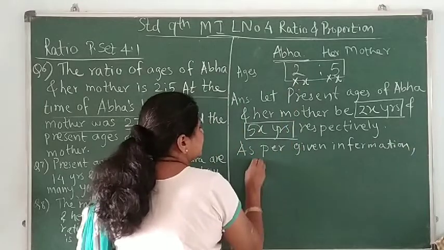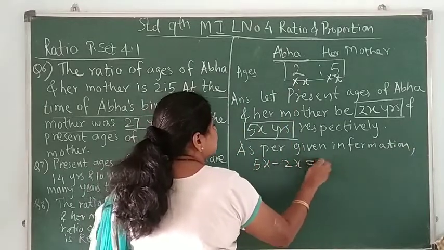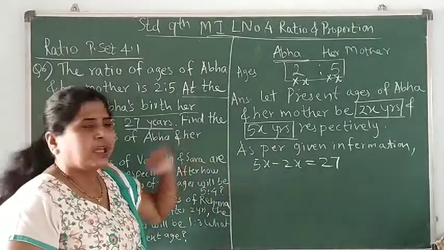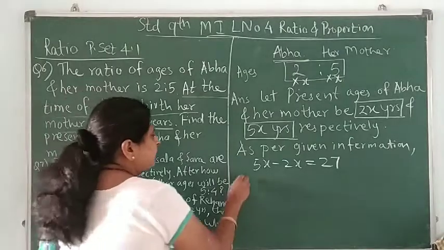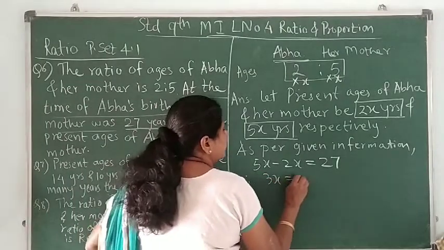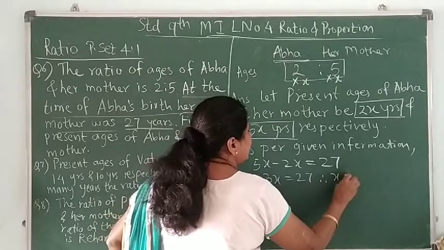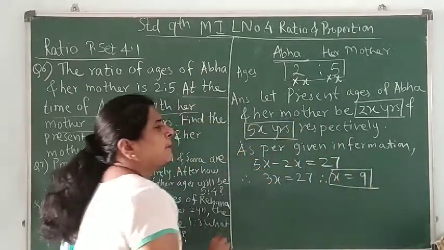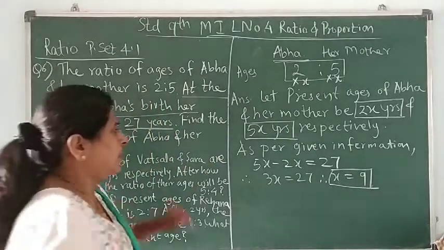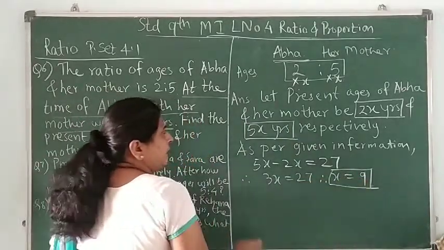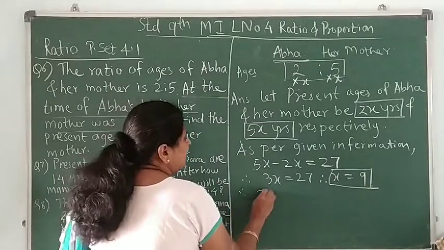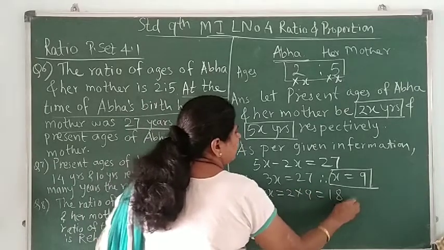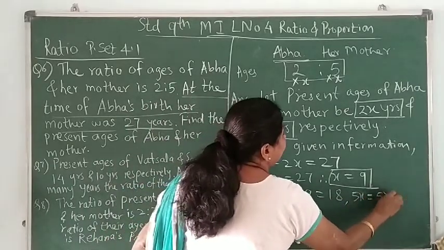the difference between their ages, that is 5x minus 2x, is equal to 27. So we have framed this equation. Now we can find the value of x. Therefore 3x is equal to 27. Hence x is going to be 9. 3 9s are 27. So the common non-zero multiplier, its value is going to be 9. And therefore what is Abha's age? Abha is 2x. So 2 into 9, that is 18. And 5x is equal to 5 into 9.